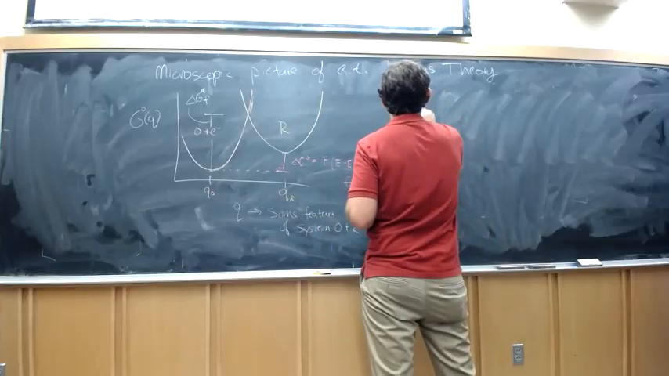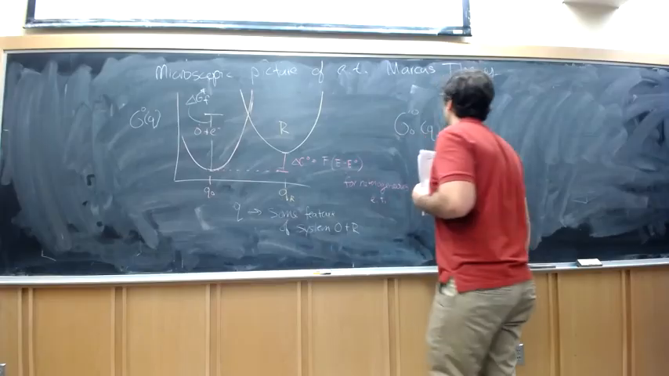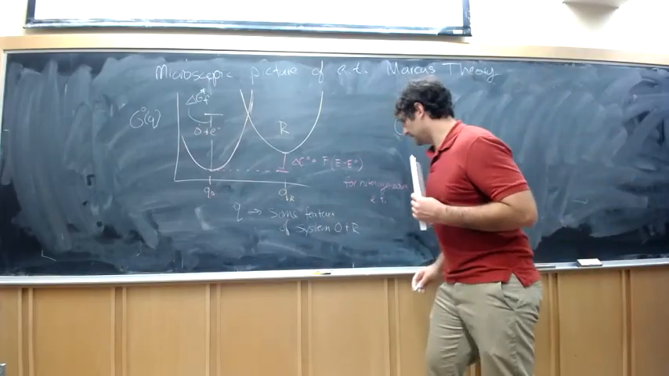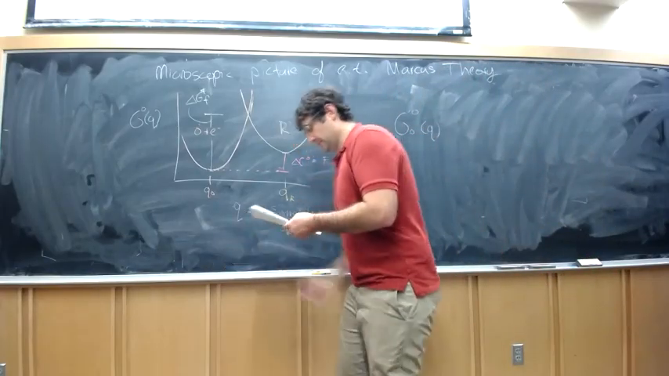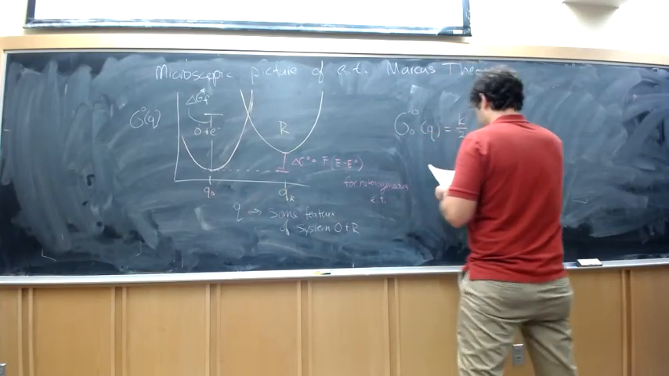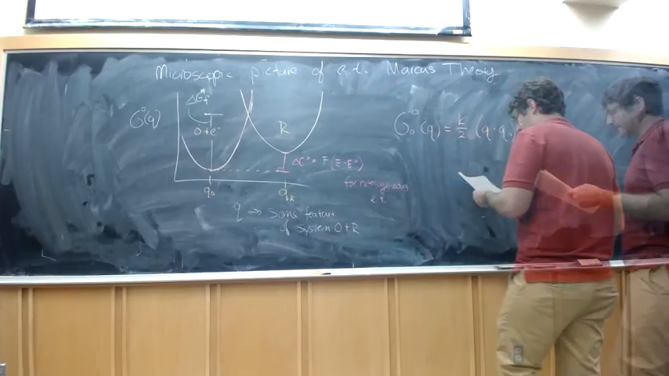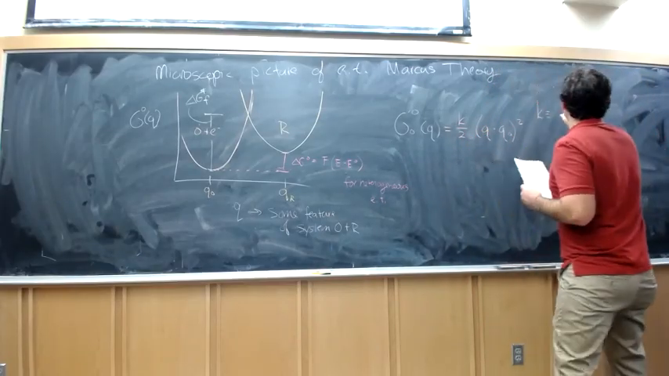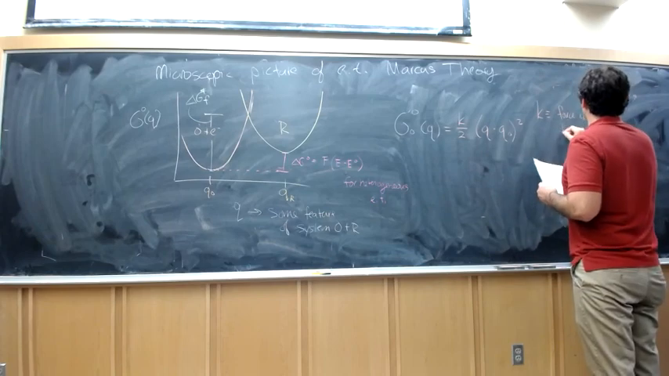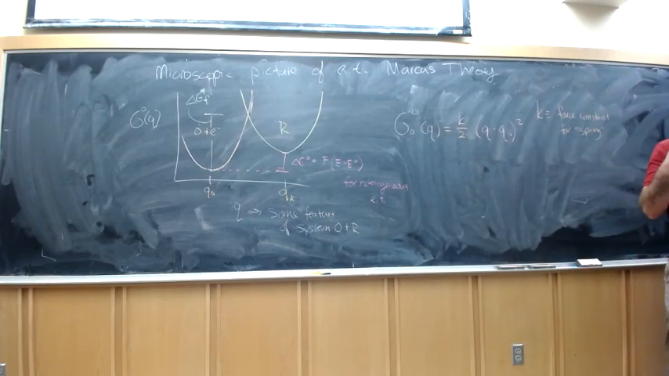So G naught O as a function of Q. This parabola, right? Here I can use the same color. This parabola is given by K over 2 times (Q minus Q naught) squared. K is a force constant for a spring, which we're using to model the energy of our vibrating bond, okay? Or vibrating molecule. So where does this come from?